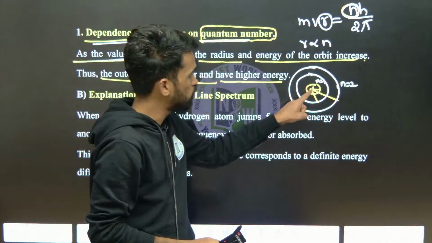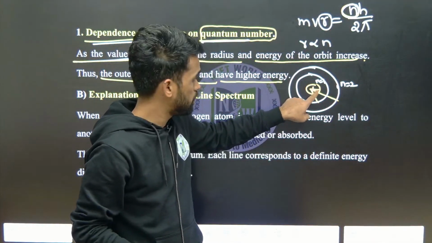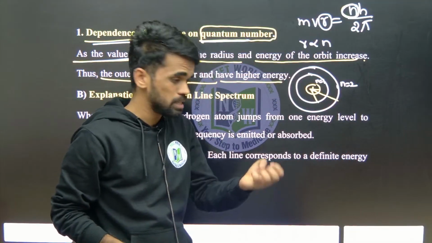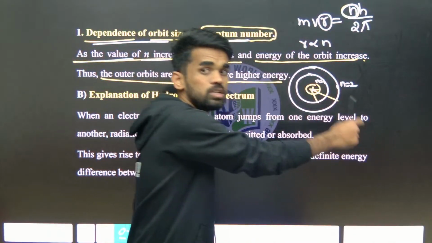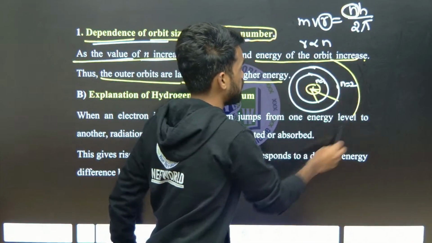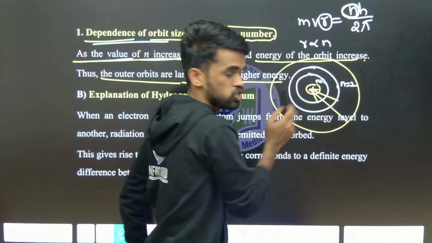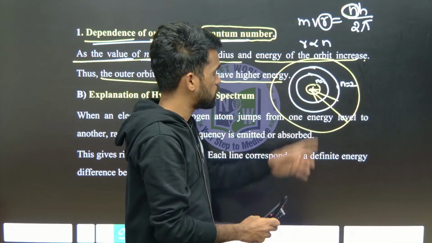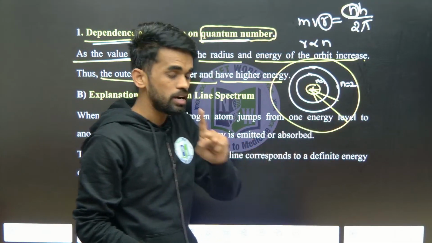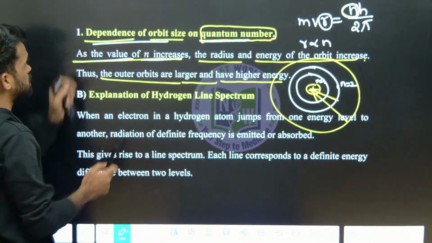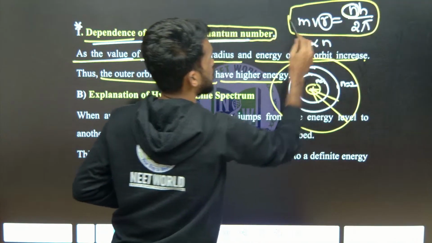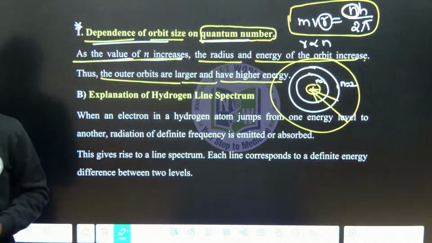As we move from the center to the outer part of this atom, the electron present in the outer part, like the valence shell, the last shell, will have greater energy. The outer orbit will have greater radius and higher energies. Remember this point. This is just for your understanding based on this particular relation.